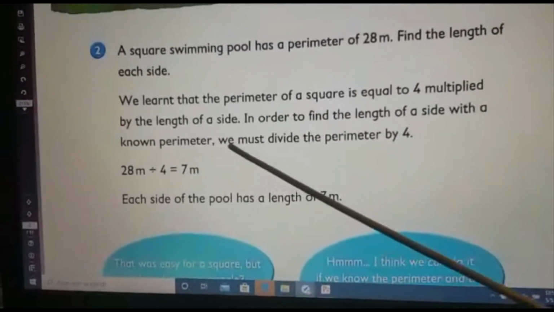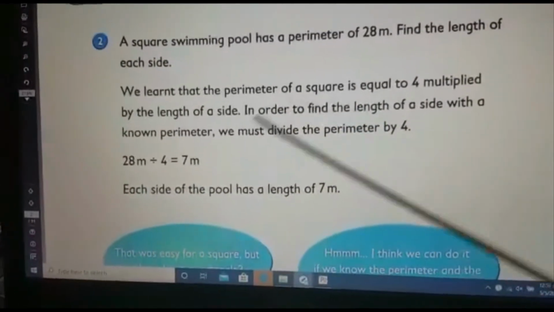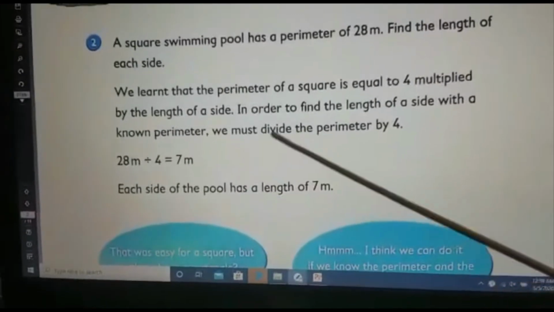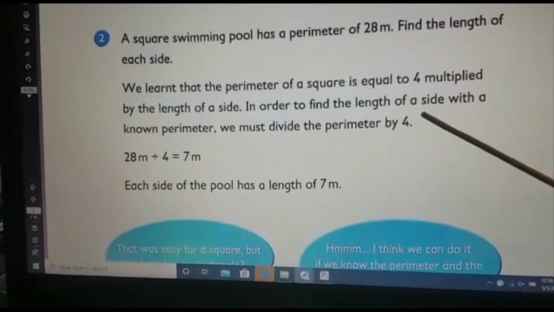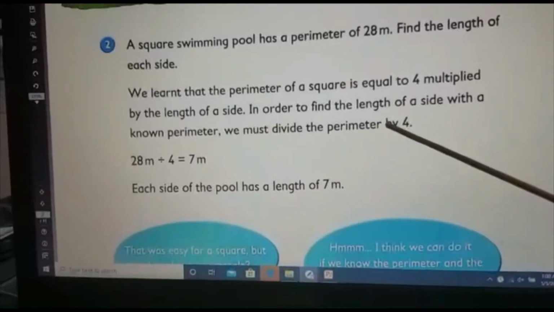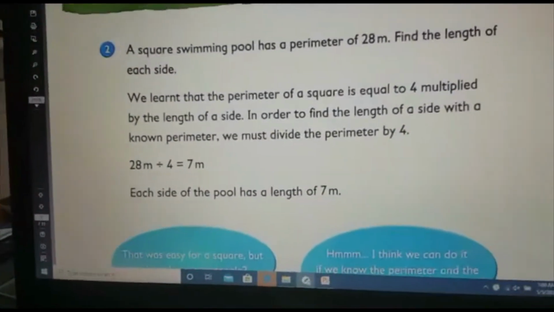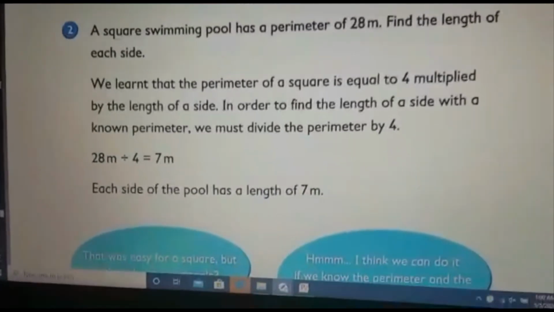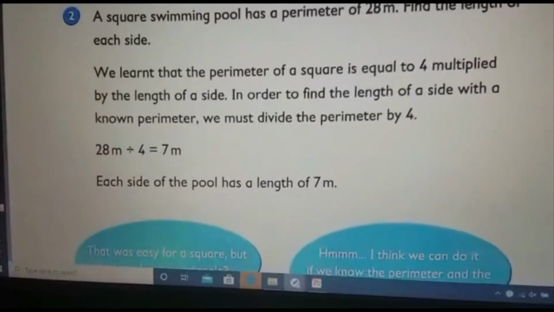Okay. We learned that the perimeter of a square is equal to 4 multiplied by the length of a side. In order to find the length of a side with a known perimeter, we must divide the perimeter by 4. Okay. Why are we dividing here by 4? Because all the 4 sides are the same. So what is 28 divided by 4?